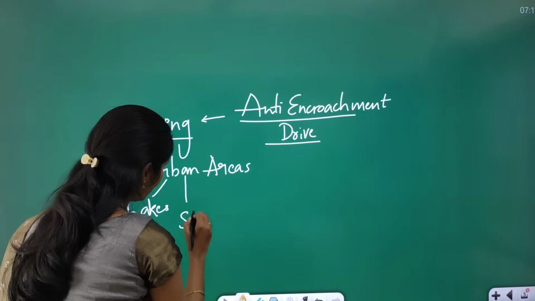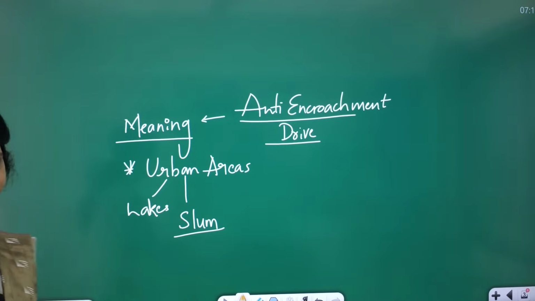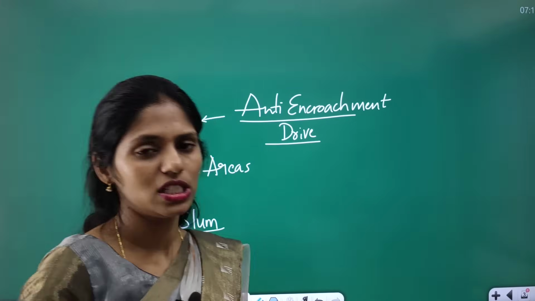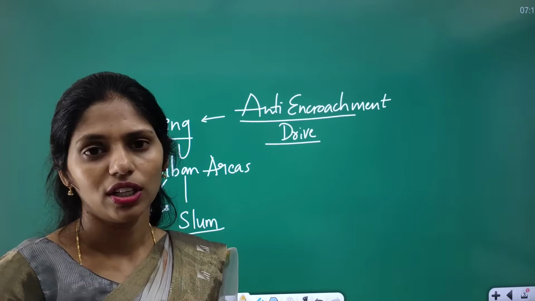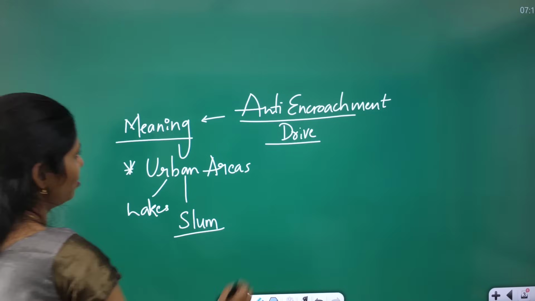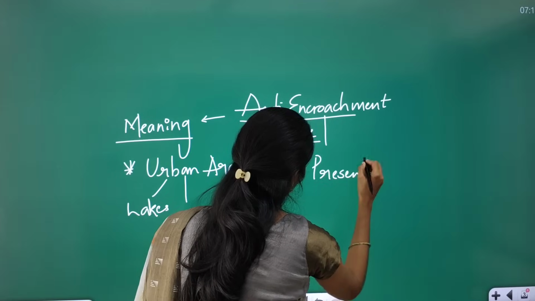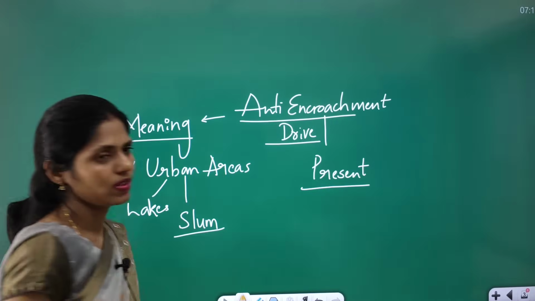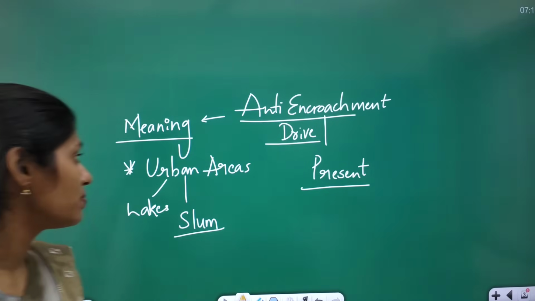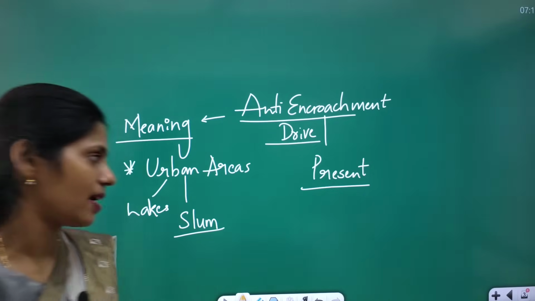And because of this encroachment, it leads to the creation of slum areas. You know that across the railway tracks you can see lots and lots of huts. So this is also called encroachment. Here you have to know the present context, why this encroachment is in use. Actually the anti-encroachment drive conducted in Uttarakhand was especially to demolish a madrasa.